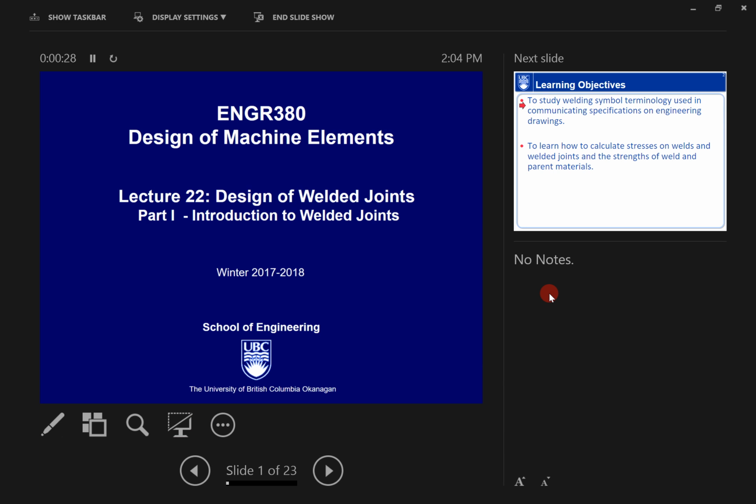Okay, so let's look at a new type of machine element now. This is basically about design for welded joints. Hopefully we can finish today or a little bit next lecture. Then our last component of the class will be spring designs. And then the last lecture we'll just use some time to do a quick review, and then that's it.